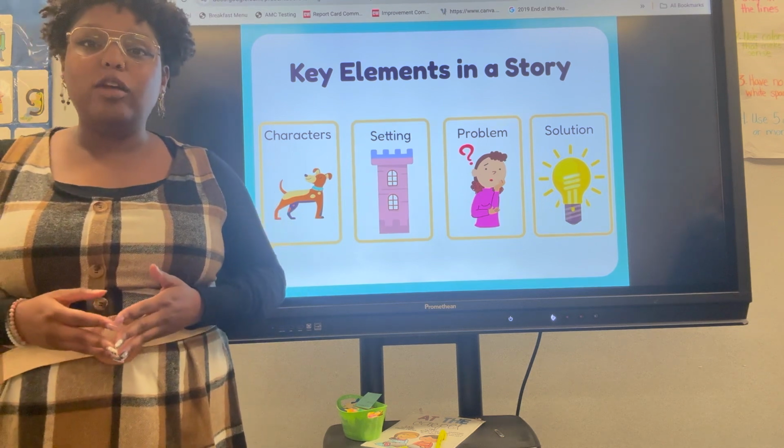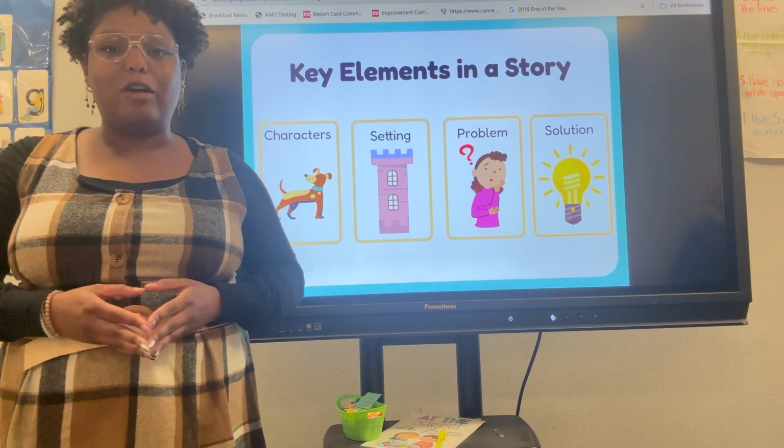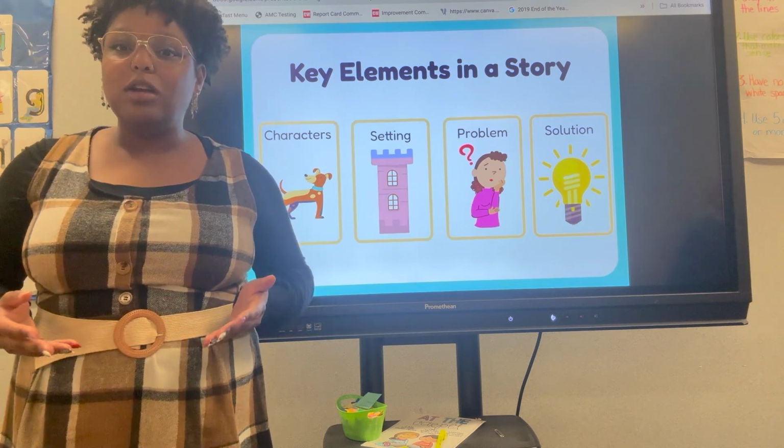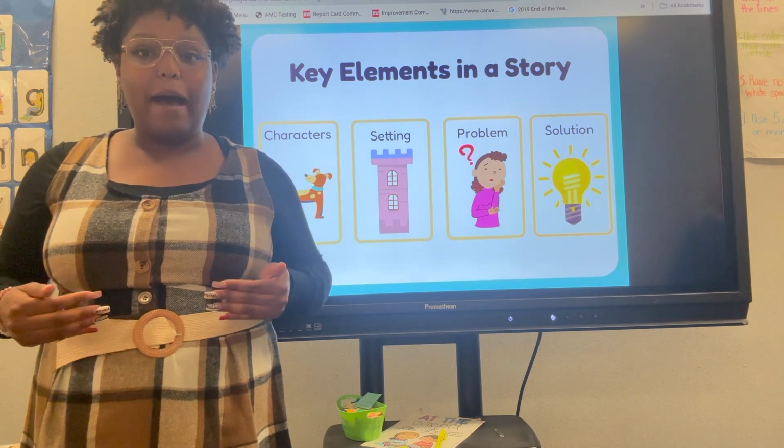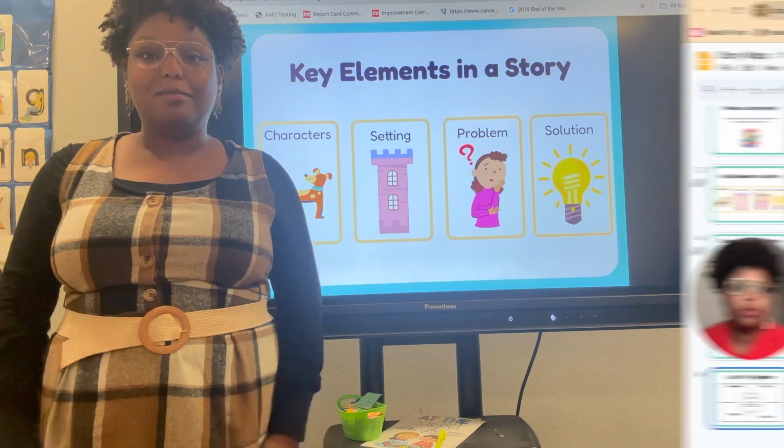Now, we are going to do a story map together. In order to do that, you do need to read the book Mama Panya's Pancakes first. So after you have read it, come back and we'll finish the story map together.